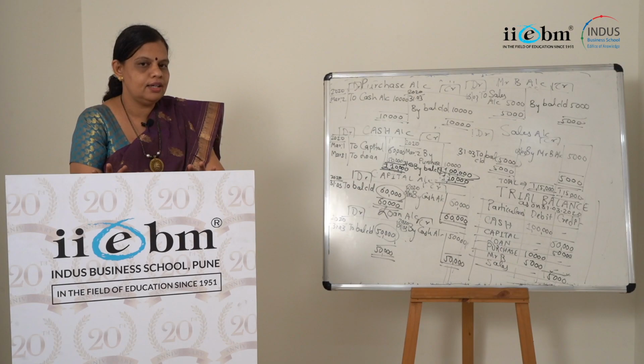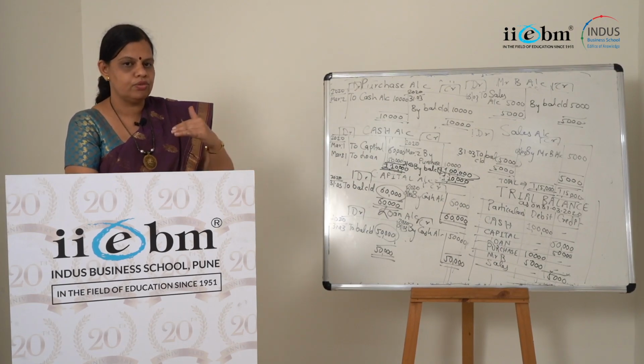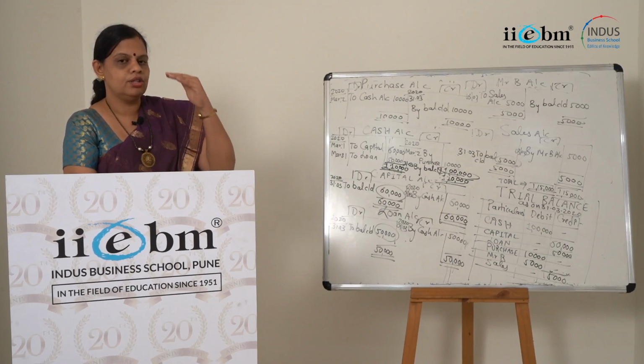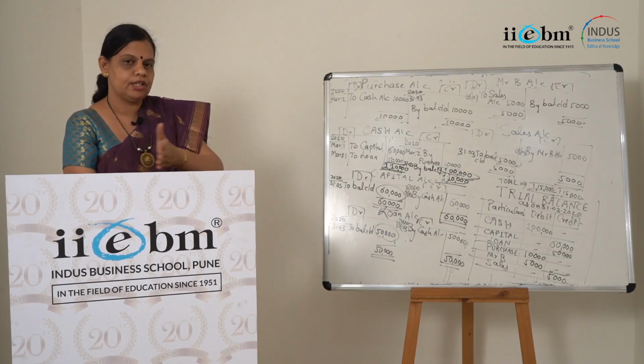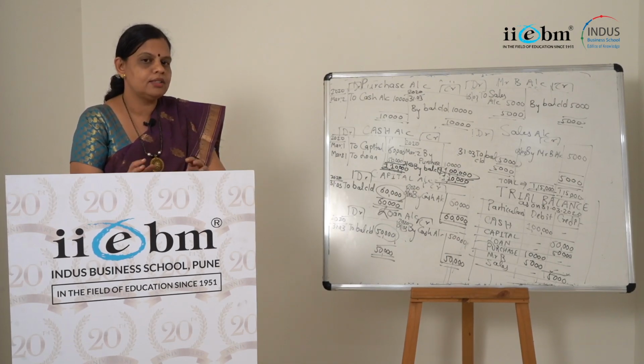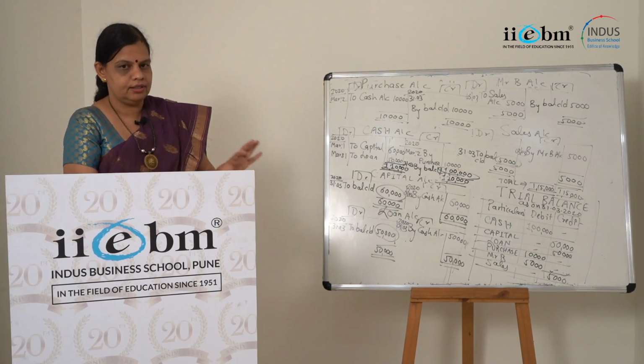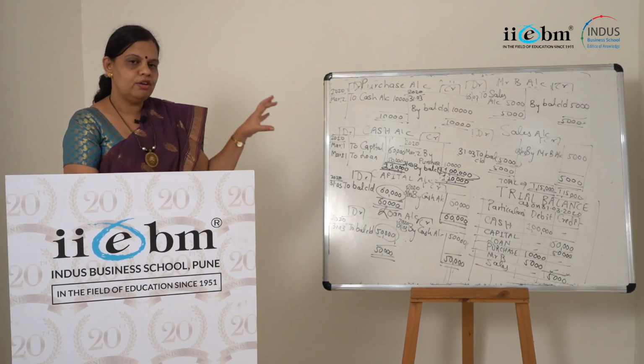So it hardly makes any difference whether you have understood the golden rules of accounting, or you have understood the asset, liability, expenses and revenue part, and accordingly you are recording. Nobody will ask you the logic, but ultimately the effect should be correct. Why should the effect be correct?